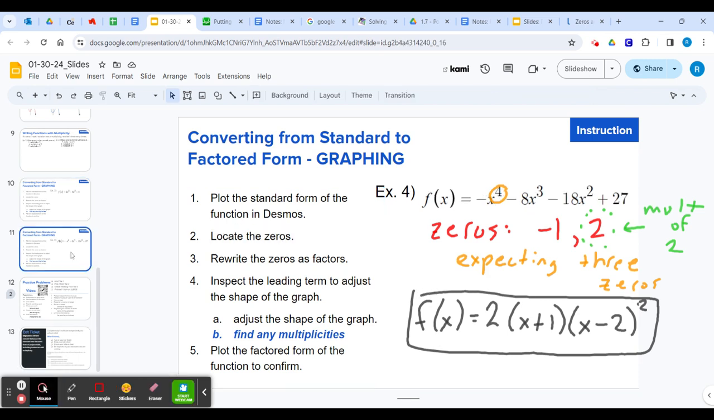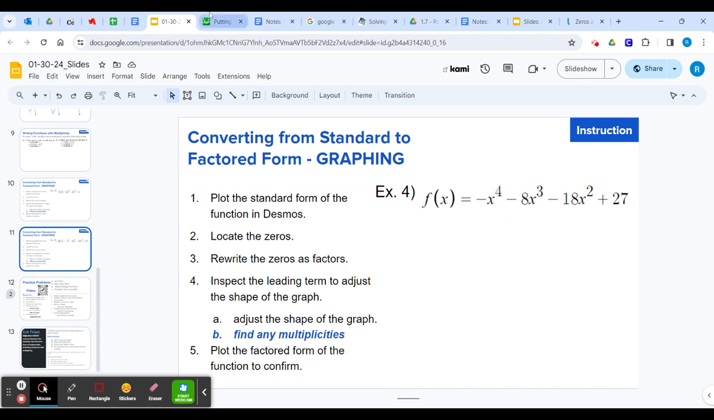Now, let's do one final go here. Example 4, negative x to the fourth minus 8x to the third minus 18x squared plus 27. So right off the bat, I'm knowing that my degree is 4. So I should expect 4 zeros. Degree is 4. So we should have 4 zeros.